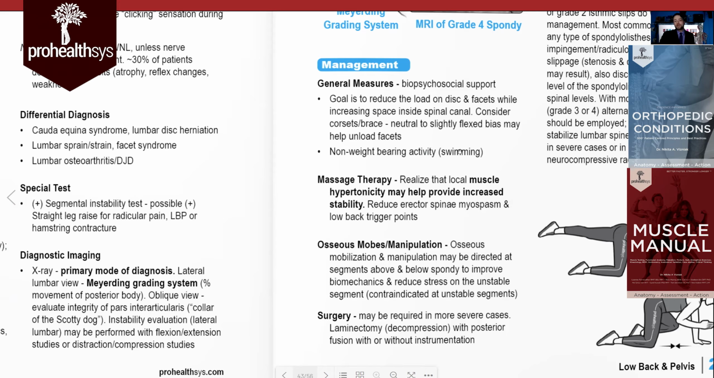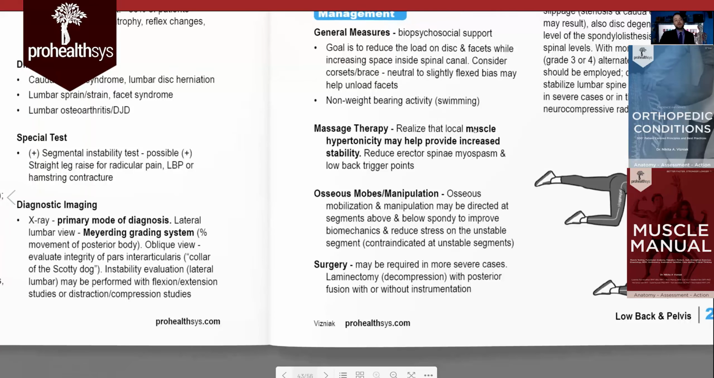Non-weight bearing activities are going to be good for this person. Get them swimming, flexing, extending their spine. Massage therapy, muscle hypertonicity may help provide increased stability. Do not loosen this person right up. Try and decompress their spine, but maintain that functional stability as they flex and extend or laterally flex their spine. Joint mobilizations should not be directed directly at the segment. Generally, you want to go with the segments above or below to reduce stress on the unstable segments if possible.